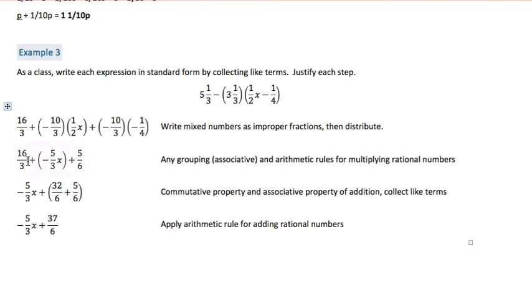Next step then is to combine like terms. We have two constant terms. Constant means only numbers. So we moved them close to each other with the commutative property. And we made common denominators of 6. So 16/3 became 32/6. And then in our final step, with the associative property, we grouped them together so we could add them first, since it's all addition. And we added and got 37/6, and our negative 5/3 x stays the same.